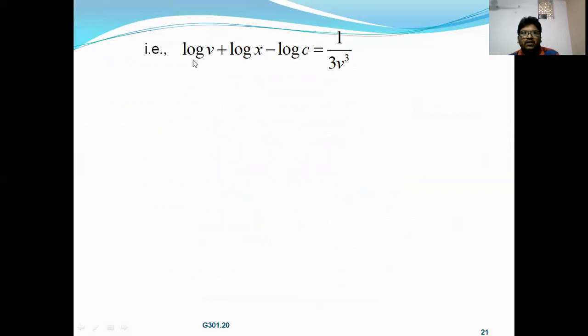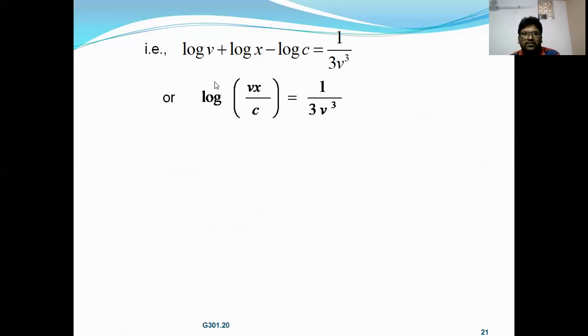So now here we use some logarithmic functions. Log a plus log b is equal to log a into b, and log a minus log b is equal to log a by b. Using these two properties, this becomes log of y by c is equal to 1 by 3 v cube.